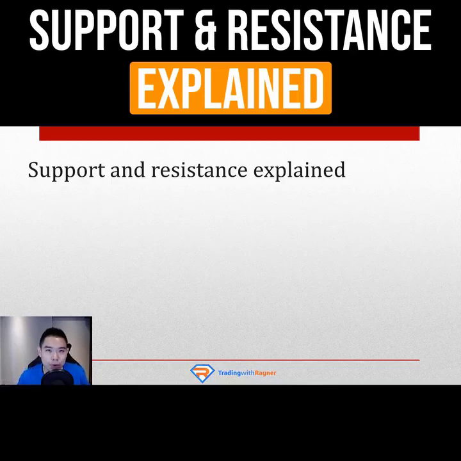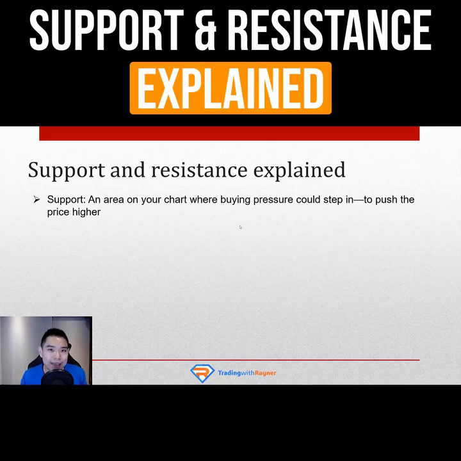So what is support and resistance? Let me explain. Support is an area on your chart where buying pressure could step in and push the price higher. Let me explain how this would look. Let's say the price comes down lower, then goes up higher, comes down lower, goes up higher, comes down lower, and then bounces up higher again.